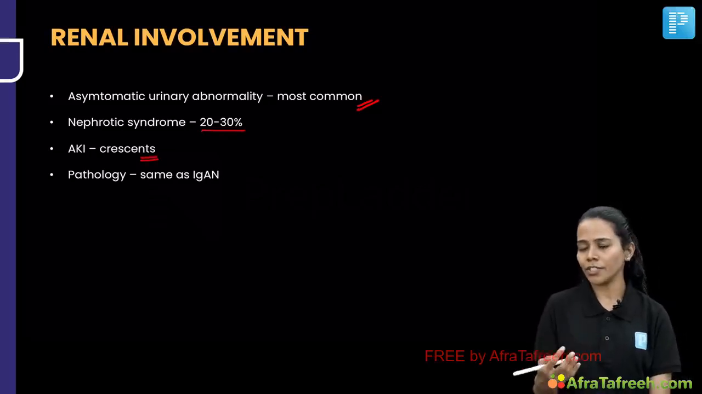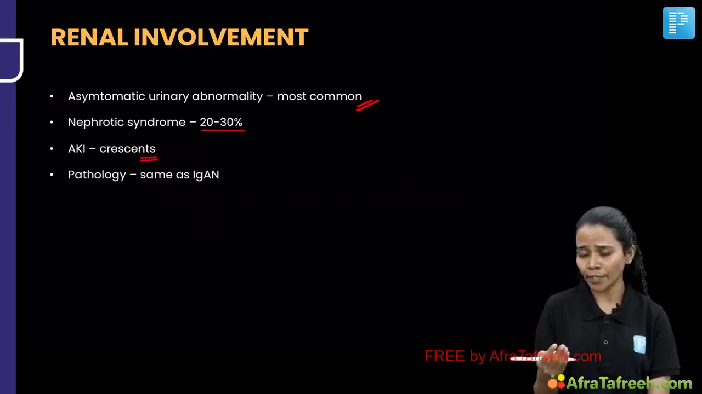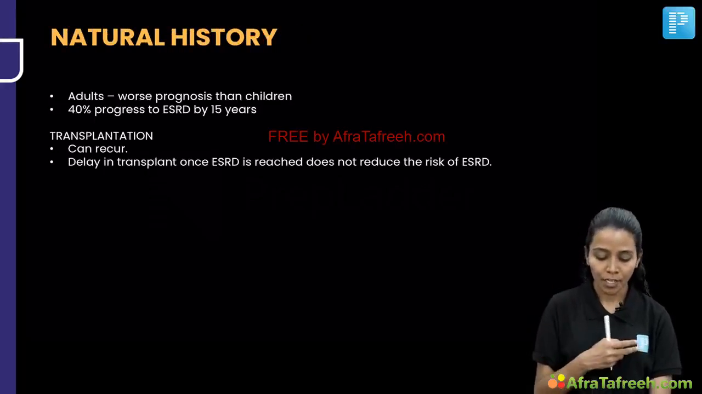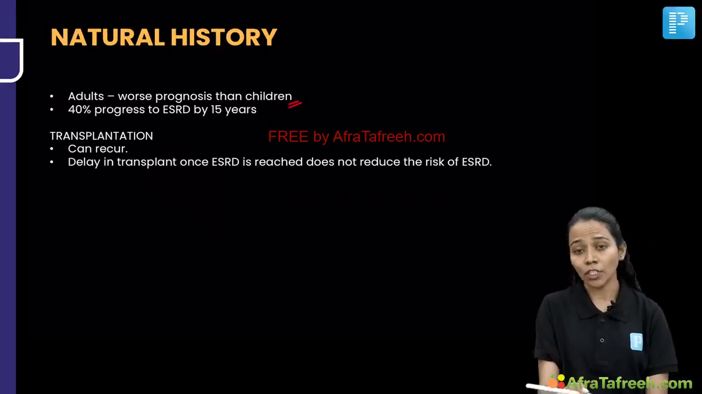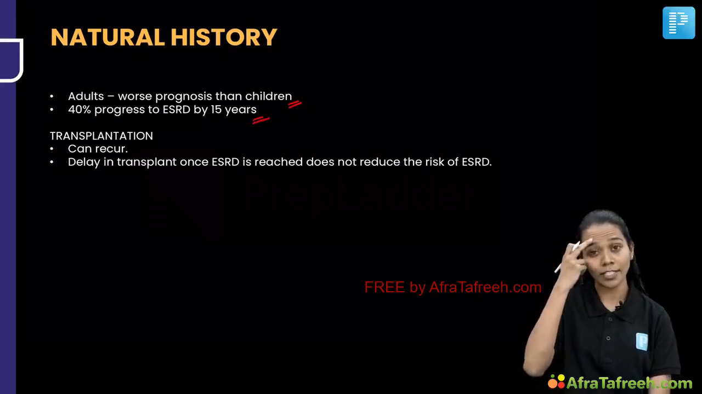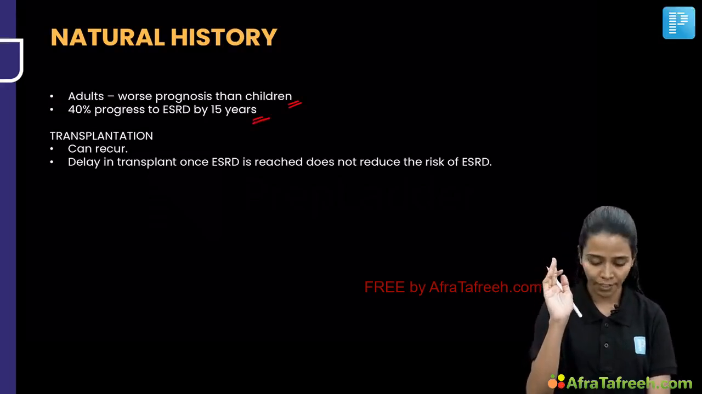Pathology is going to be the same as IgA nephropathy, that is mesangial proliferation, endocapillary proliferation, IgA deposits in the capillary loops and in the mesangium. Now, generally, adults have worse prognosis than children, with 40% of them progressing to ESRD by 15 years. So, this is more than IgA nephropathy, which is just 25% progressing to ESRD in 15 years.